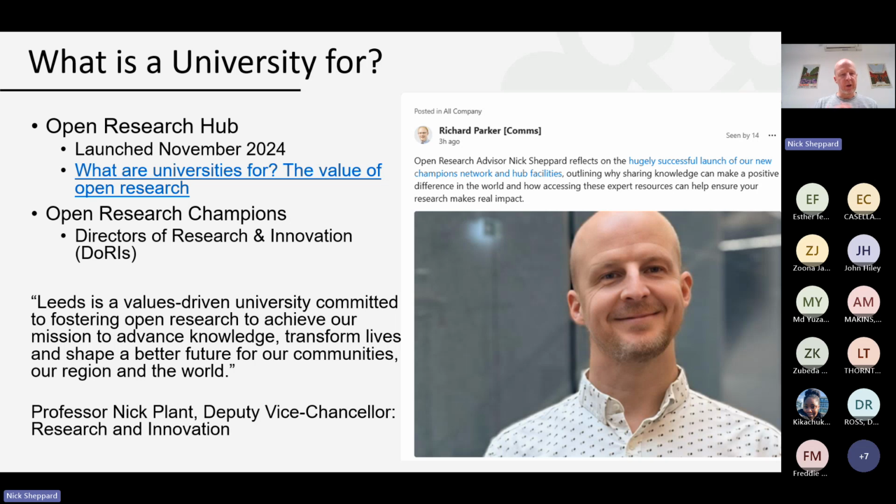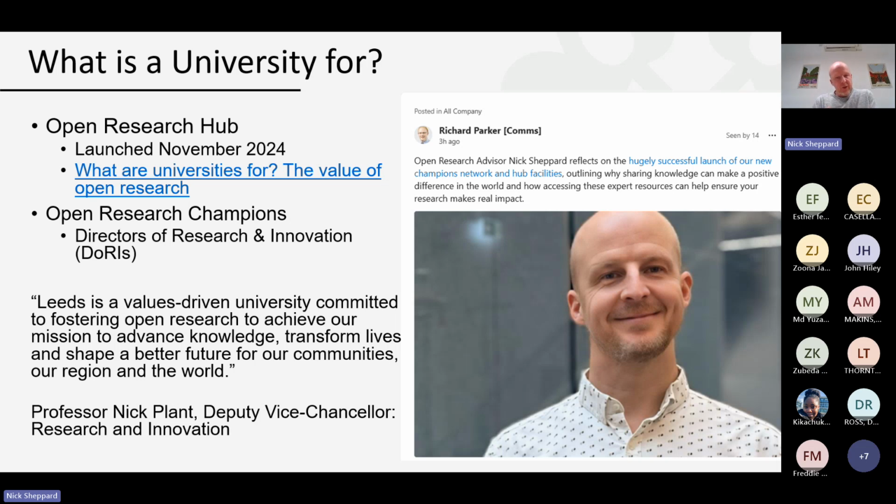In terms of our advocacy around open research, we launched something called the Open Research Hub last November, 2024. We're just reviewing that at the moment, actually, but do have a look and tell us to what extent it maps the research life cycle. I've got some slides on it in a moment as well. And we're also working with the DORIs, the Directors of Research and Innovation, as open research champions.